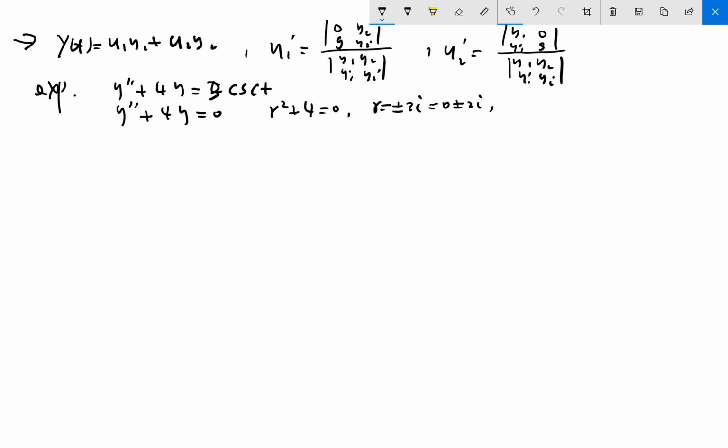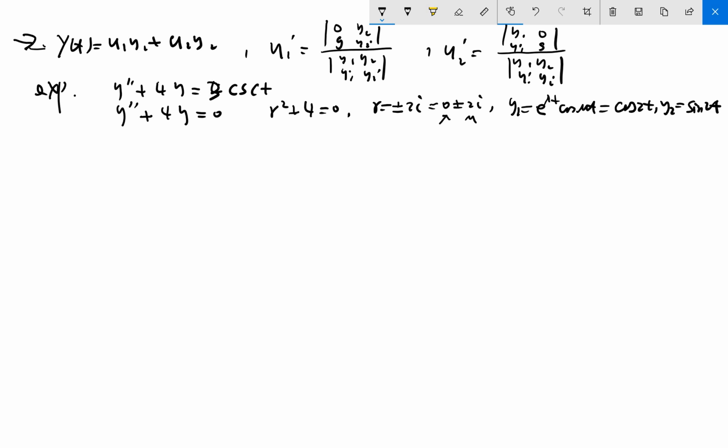So y1, this is a lambda, okay? You use that formula. 2 is a mu here. So y1 is e to the lambda t, then cosine mu t. For this case, lambda is 0, right? e to the 0 gives you 1. Mu is 2, so cosine 2t. Similarly, y2 here equals sine 2t. Okay, so we find the y1 and the y2.